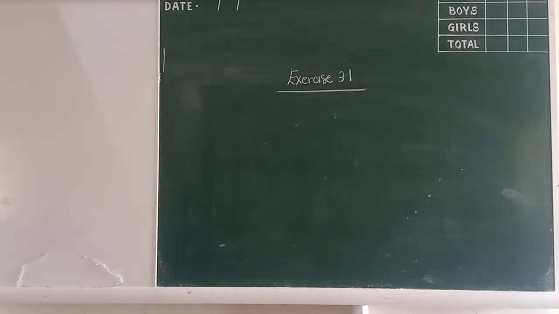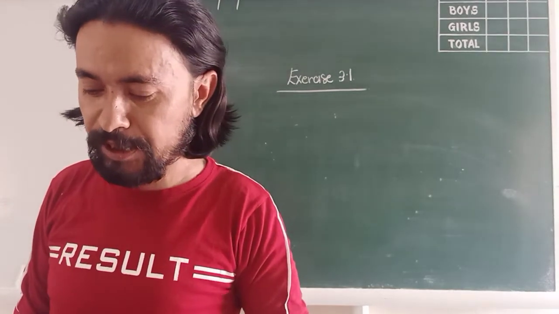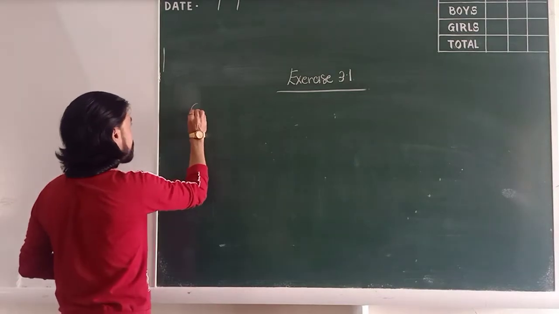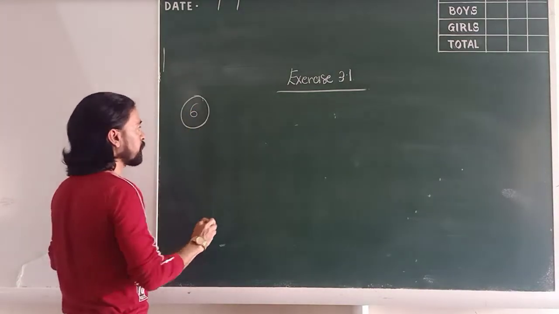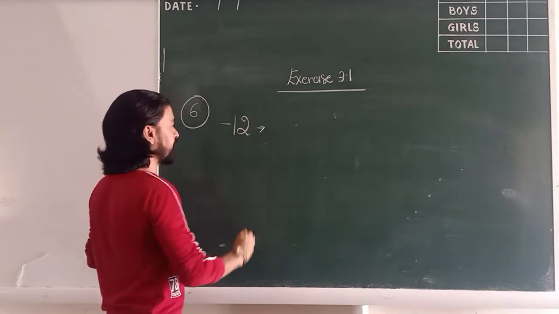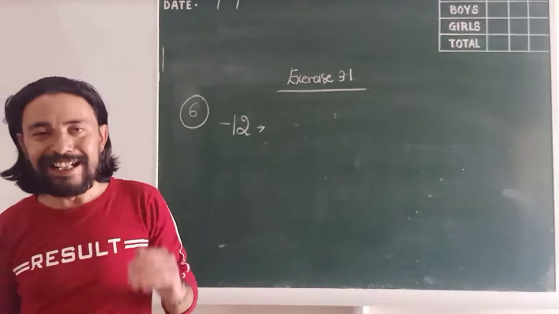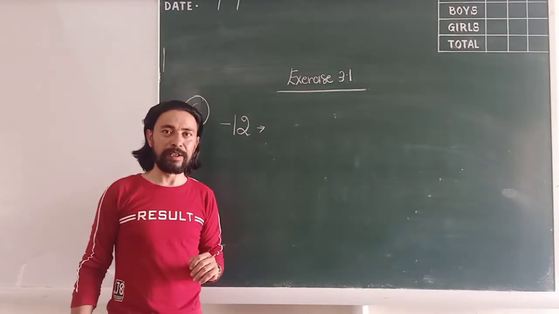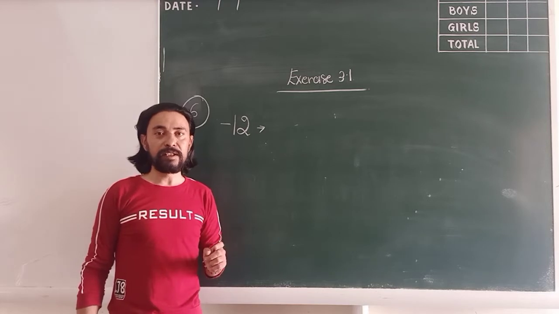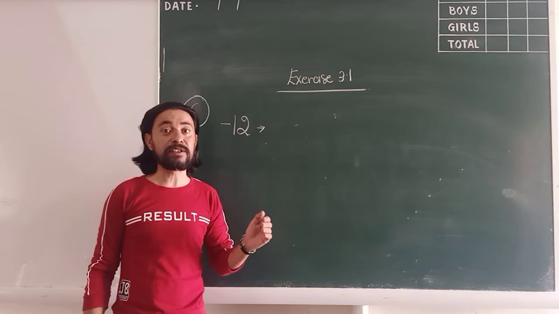We now move on to sum number 6, and it says write three negative integers just less than minus 12. Sum number 6, you will write the instruction. Then you will write minus 12. And they have asked us to write integers less than minus 12. So here I don't have to write integers greater, I have to write integers smaller.